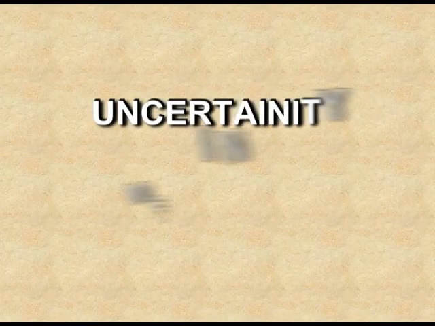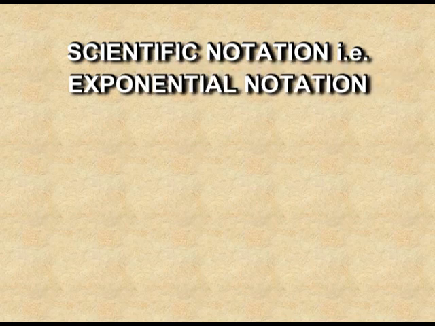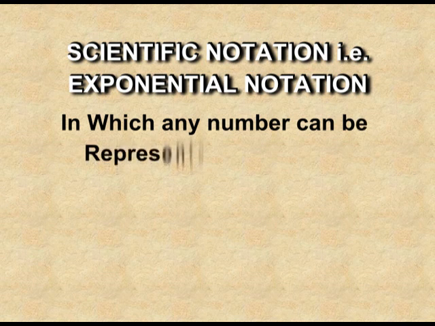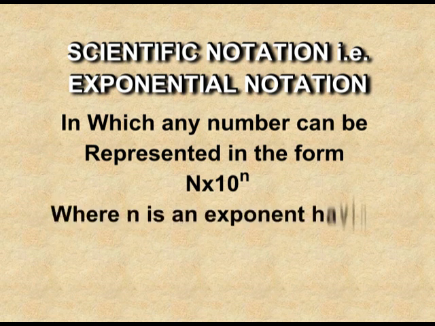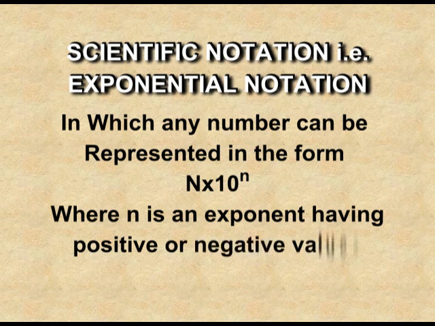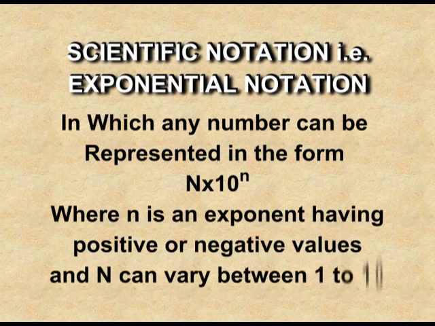Uncertainty in measurement. Scientific notation, also known as exponential notation, in which any number can be represented in the form of N times 10 raised to the power n, where small n is an exponent having a positive or a negative value and the capital N can be between 1 and 10. Let's see an example.